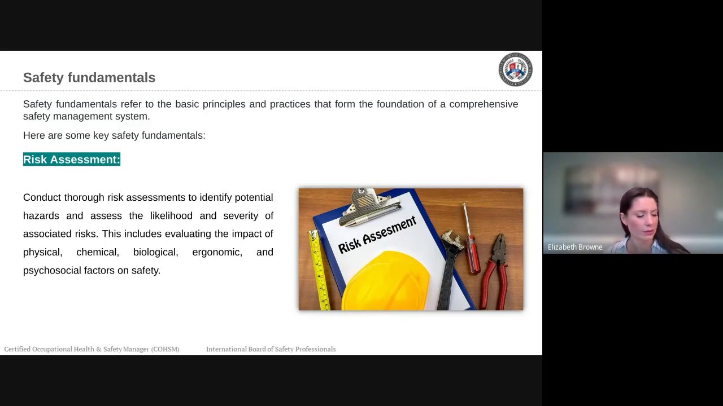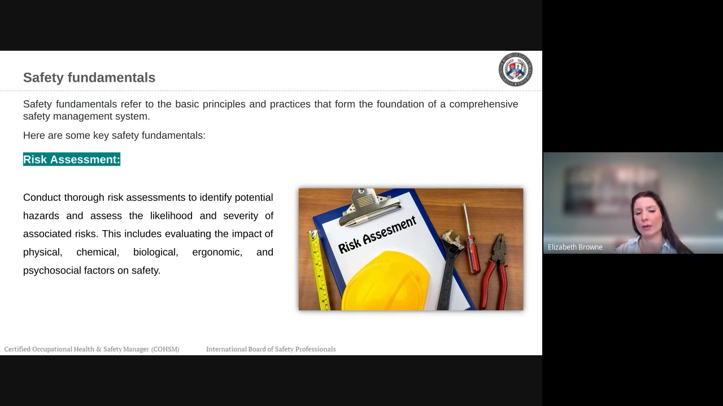All right, let's switch gears a little bit and look at some safety fundamentals. And what do we mean by safety fundamentals? We refer to safety fundamentals as basic principles and practices that form the foundation of a comprehensive safety management system. So some of our key safety fundamentals are going to include risk assessment. Through conducting risk assessments, we're going to identify potential hazards and assess the likelihood and severity of associated risk.